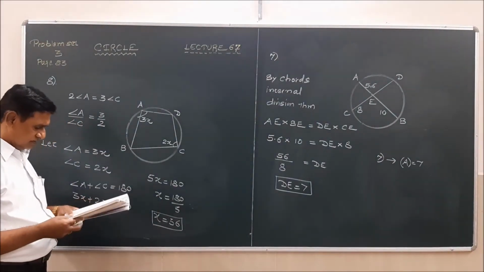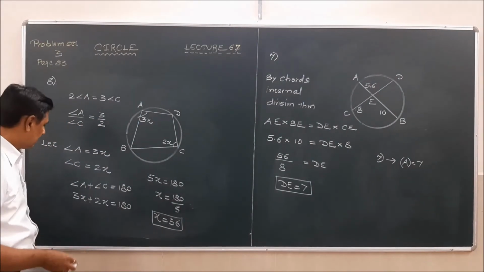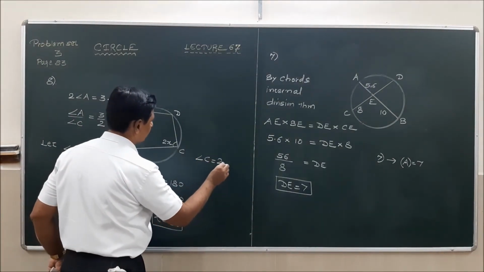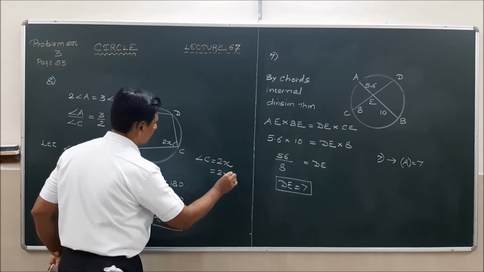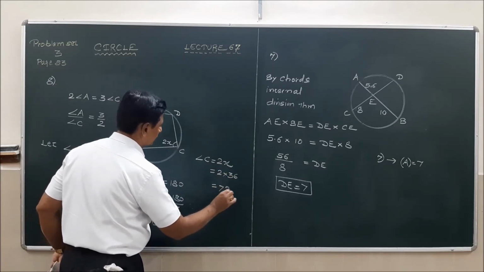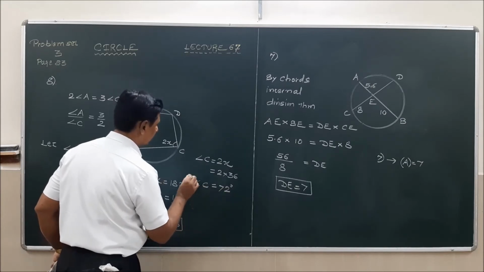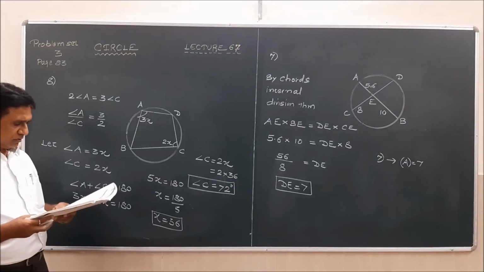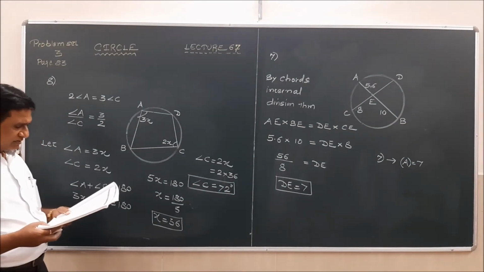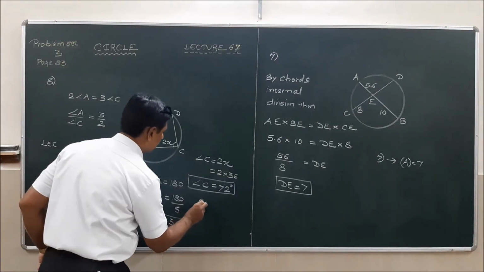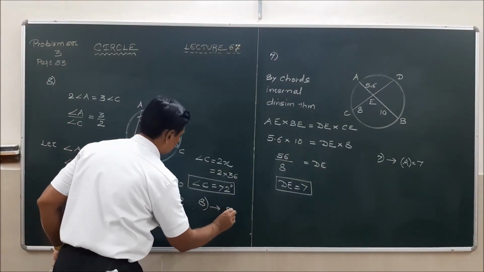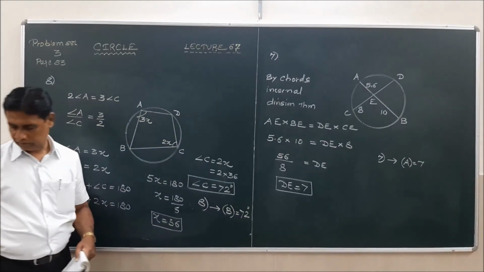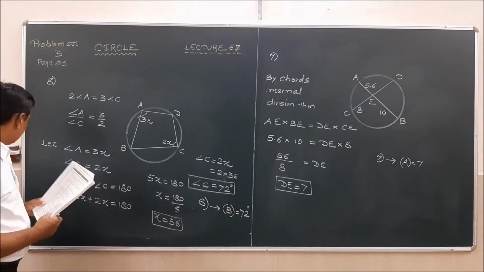The question asked is, find out angle C. Angle C is how much? 2x. Angle C is 2x. So 2 into 36 is equal to 72. Angle C is 72. So for the eighth one, option is B. Here we finish the 8th question.